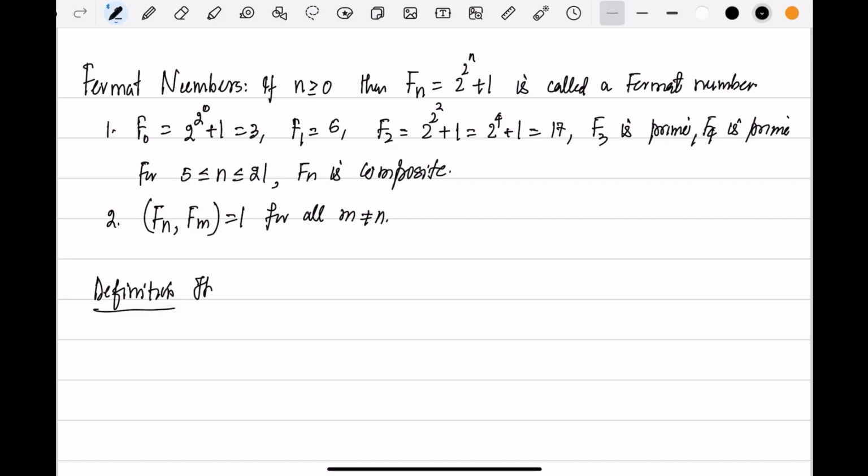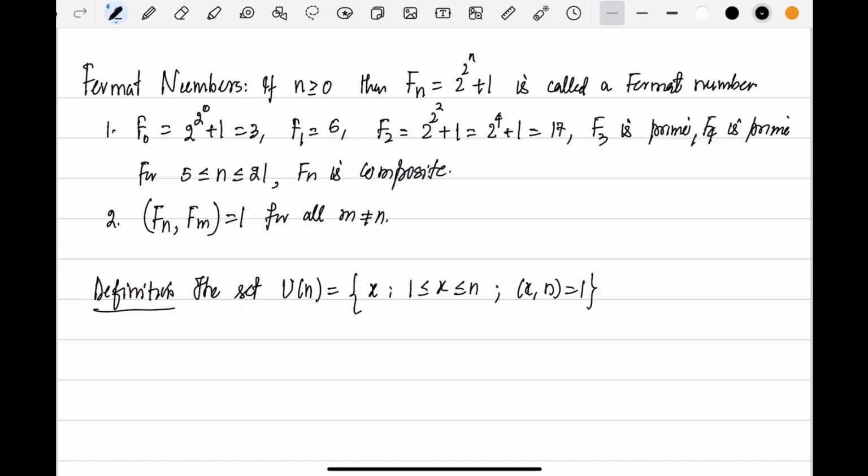The set Un, this is standard notation. This contains the integers x such that 1 is less than or equal to x, less than or equal to n, and x and n are relatively prime. That means the GCD of x and n is equal to 1. So Un is the set of all positive integers which are less than or equal to n but relatively prime to n.